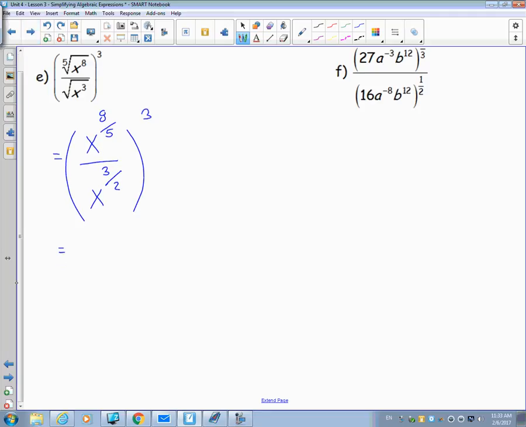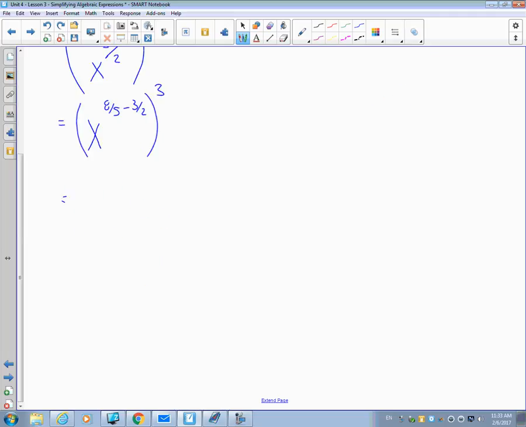BEDMAS says we should do the stuff inside the brackets first. My bases are the same, so I can subtract my exponents. We're going to think of this as 8 fifths minus 3 halves. You may want to use your fraction button on your calculator for that one. Okay, what do we get? 8 fifths minus 3 halves comes out to 1/10. So I did this stuff inside the brackets first.